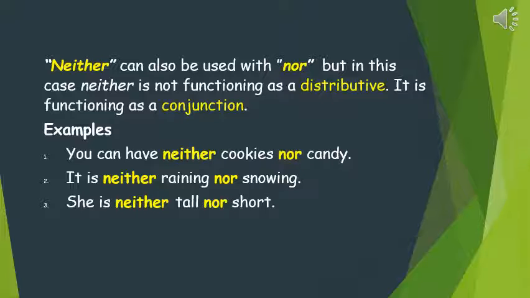Like either, the same goes for neither. We can use it with nor, but in this case it is not a distributive, but it is a conjunction. You can have neither cookies nor candy, with a negative meaning. It is neither raining nor snowing. She is neither tall nor short. Here neither nor is used as a conjunction.